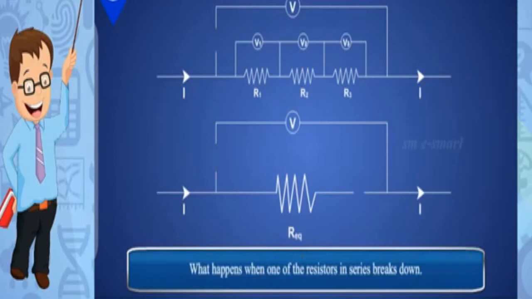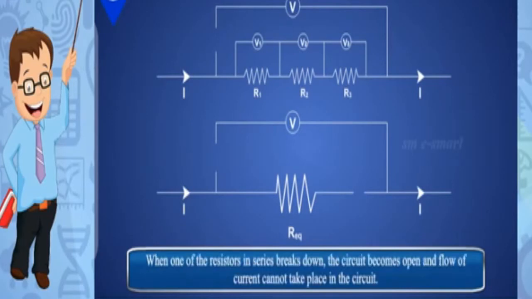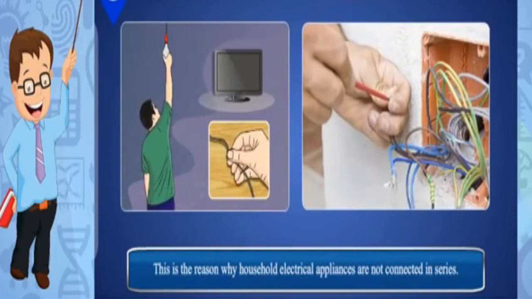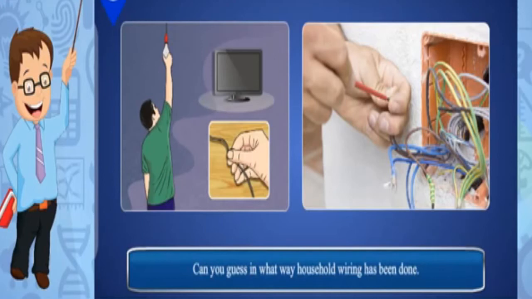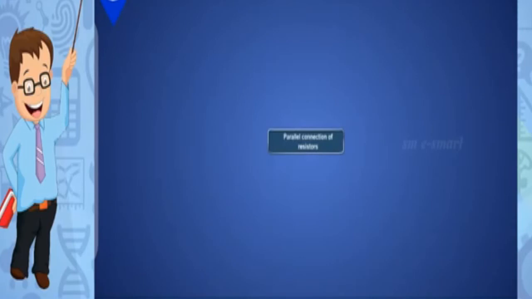What happens when one of the resistors in series breaks down? When one of the resistors in series breaks down, the circuit becomes open and the flow of current cannot take place in the circuit. This is the reason why household electrical appliances are not connected in series. Can you guess in what way household wiring has been done? Let us see. Parallel connection of resistors.